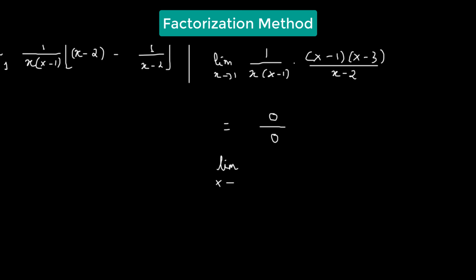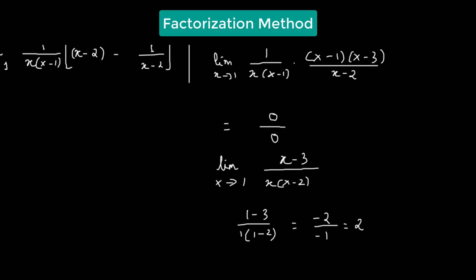So we factor it out, so that leaves us with x minus 3 in the numerator divided by x times (x minus 2). So now we substitute the value of x. So we have 1 minus 3 divided by 1 multiplied by (1 minus 2), which is equal to negative 2 divided by negative 1. So the limiting value of the given function is 2 when x approaches 1.